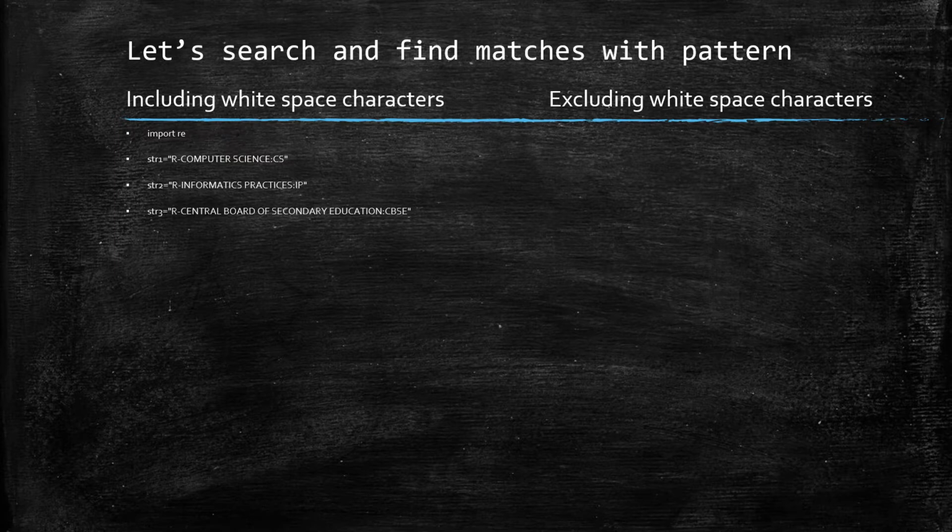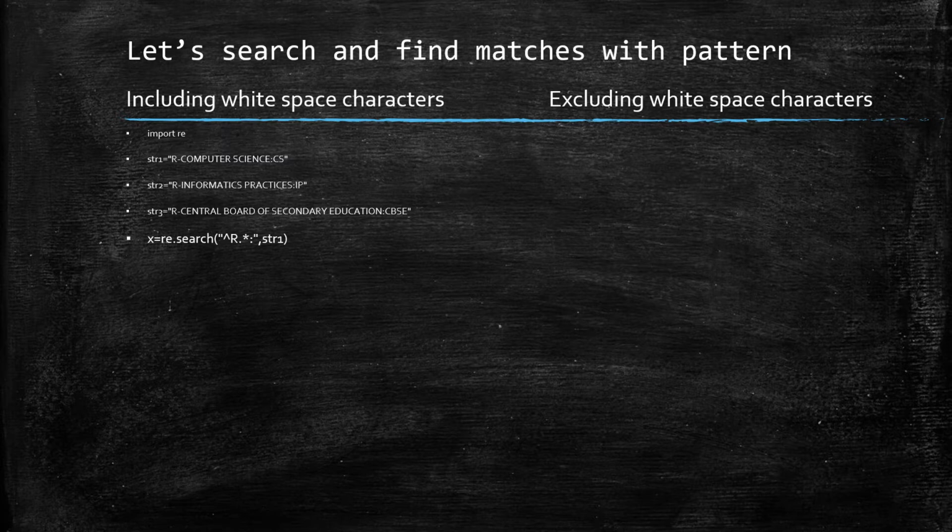We are creating three different strings, str1, str2 and str3. As you can see, they contain three different contents: r-dash computer science CS, r-dash informatic practices IP, r-dash Central Board of Secondary Education CBSE. Now, this is the main code. I'm going to apply the re.search function, and within the parenthesis we start the match with the caret sign, r, dot, star, colon.